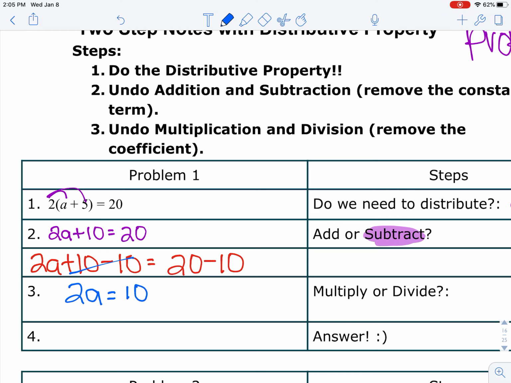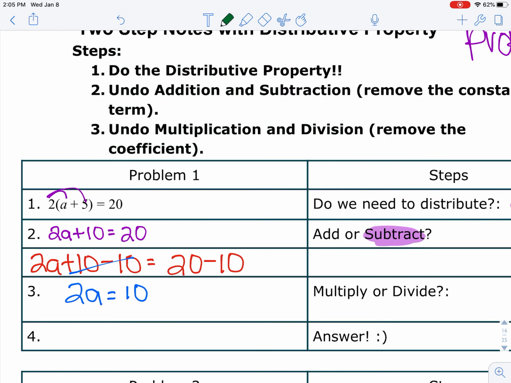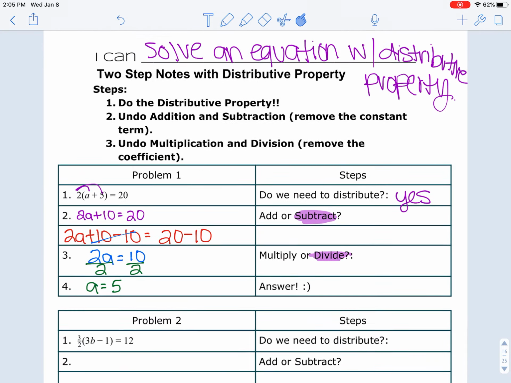Now, if you're looking at your 2 and your a, they're side by side, nothing is in between them, so we want to do the opposite of that multiplication, which would be division. We always divide by that number in front of our letter, so divide by 2. And that would give me a, because 2 divided by 2 is just 1. 10 divided by 2 gives me 5. So I'm done. I have a all by itself.